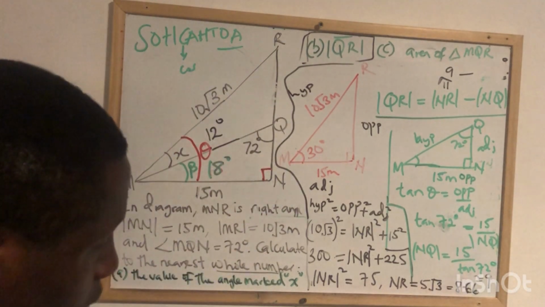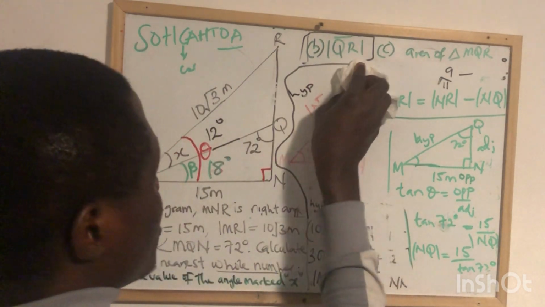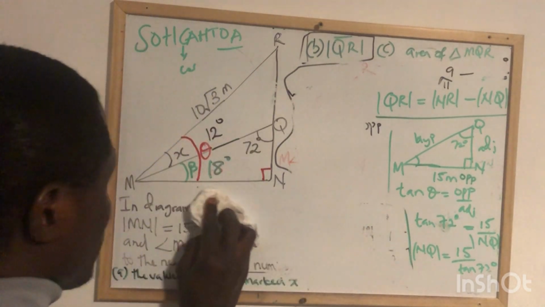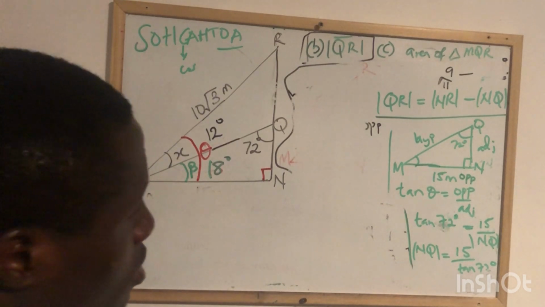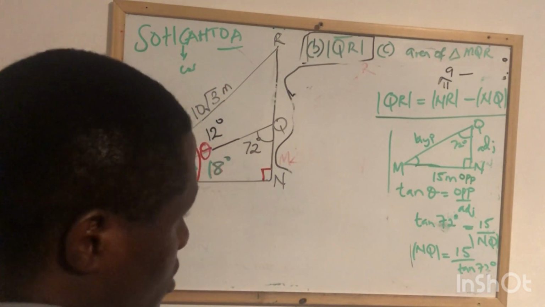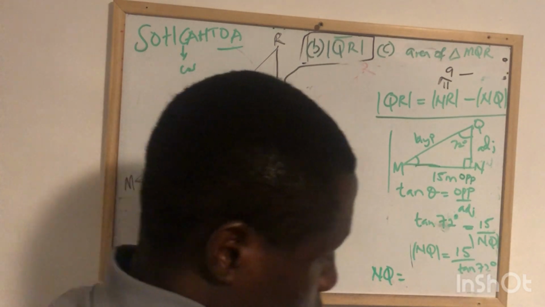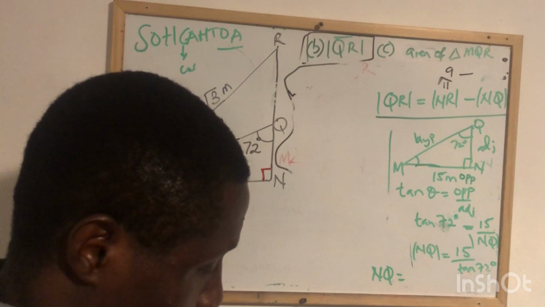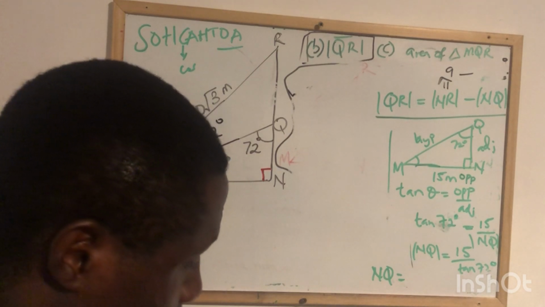So I'm quickly going to clean this off now, since I've made use of this one, so I will not get confused. So NQ is going to be what? Just do that one directly, and let's save our time. 15 divided by tan 75.